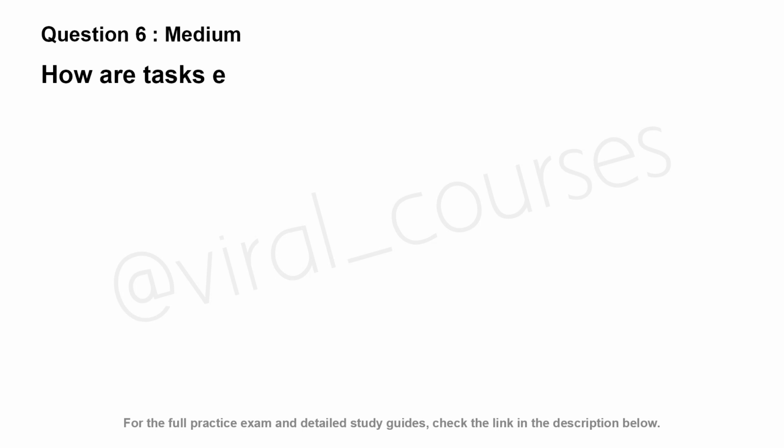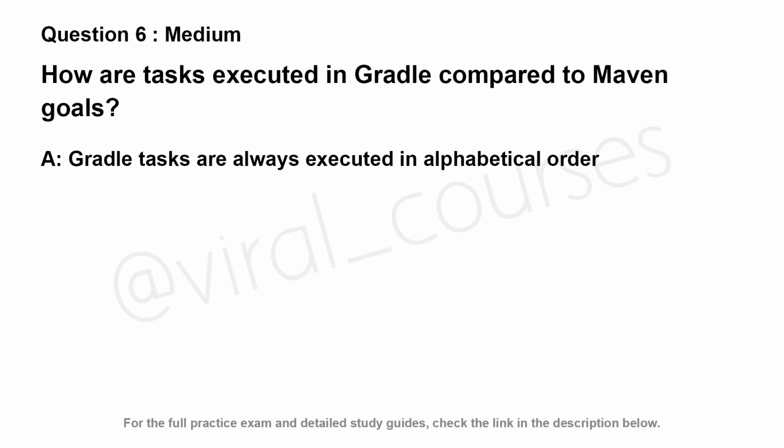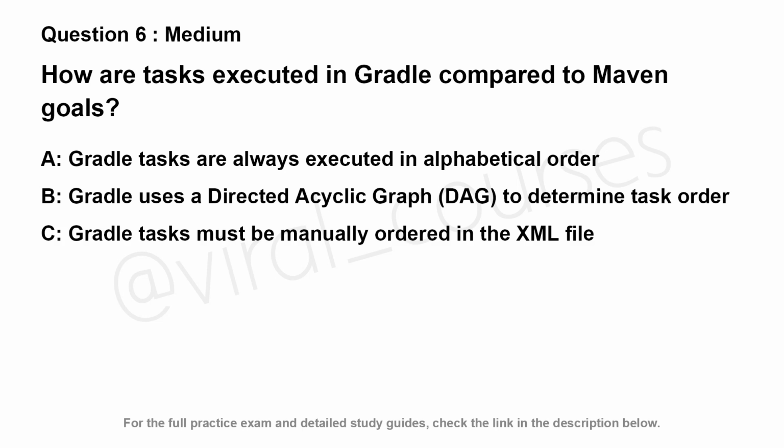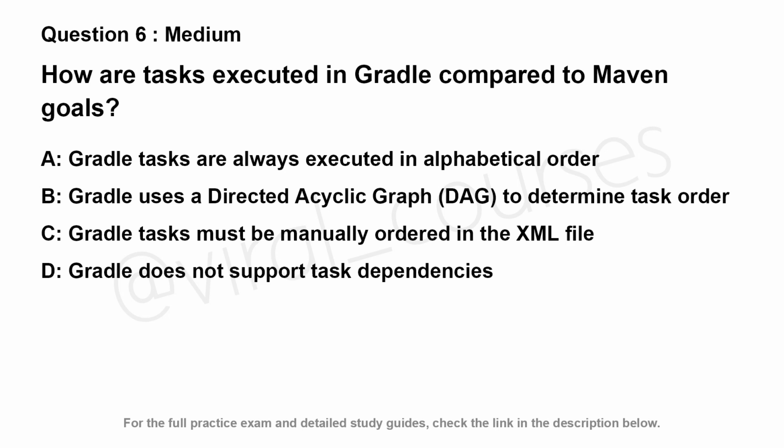How are tasks executed in Gradle compared to Maven goals? Option A. Gradle tasks are always executed in alphabetical order. Option B. Gradle uses a directed acyclic graph, DAG, to determine task order. Option C. Gradle tasks must be manually ordered in the XML file. Option D. Gradle does not support task dependencies.